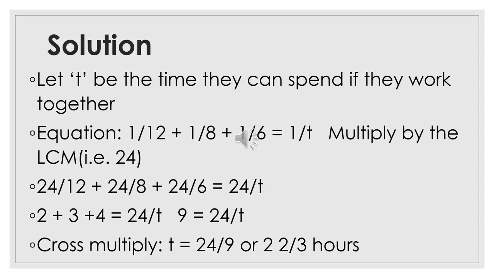Next, we will get their output in 1 hour. So for Tito, that would be 1 over 12. For Vic, that would be 1 over 8. For Joey, that would be 1 over 6. All equal to 1 over t. At this point, we can simplify the left side of the equation by multiplying the LCM or the LCD.